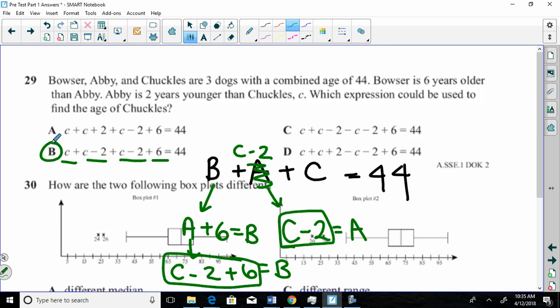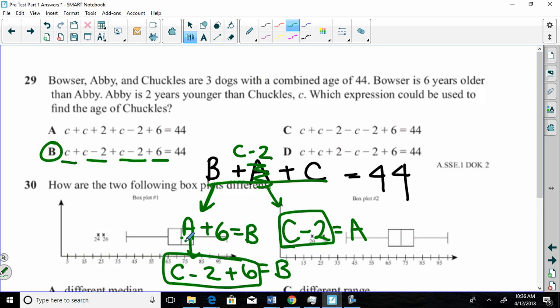I kind of read the question. Do you get how I made these equations? Because right here, you get this equation, right? Like B plus A plus C. Like you get Browser plus Abby plus Chuckles equals 44. You get that part, right? And so it says Browser is 6 years older than Abby. So right here, I took Abby, and I added 6 to it to make Browser, right? Because that's what it's telling me. I also know that Abby is 2 years younger than Chuckles. So Chuckles minus 2 would equal Abby.